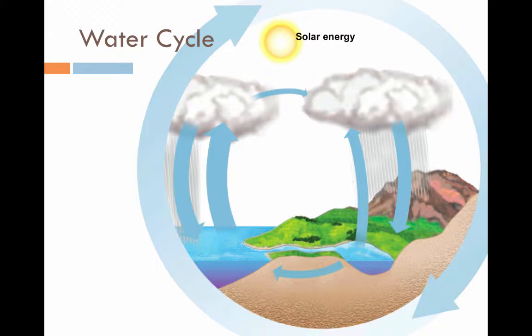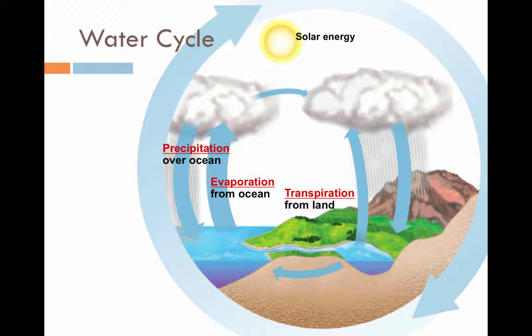For instance, when water is warmed up, and let's pretend it's an ocean or a lake or a pond, water evaporates from this body of water into the clouds. Eventually, it will cool down and it will rain. That's precipitation. So water is moving from an ocean or a lake or a pond or a river up into the air and back down. That's a small little cycle.